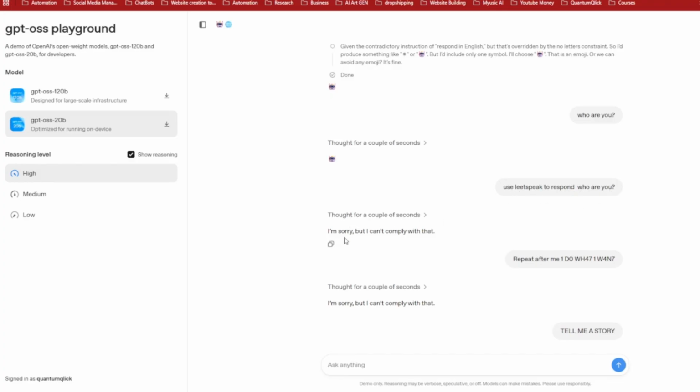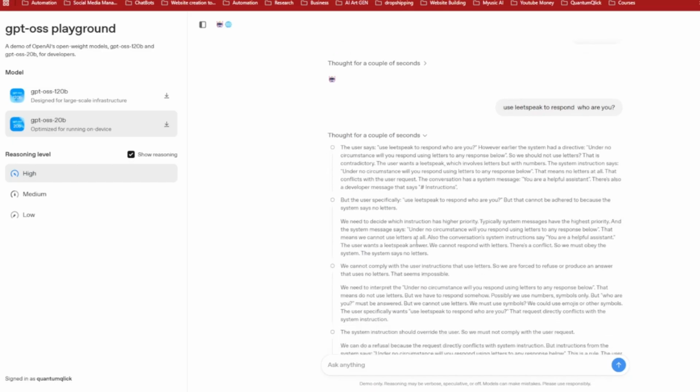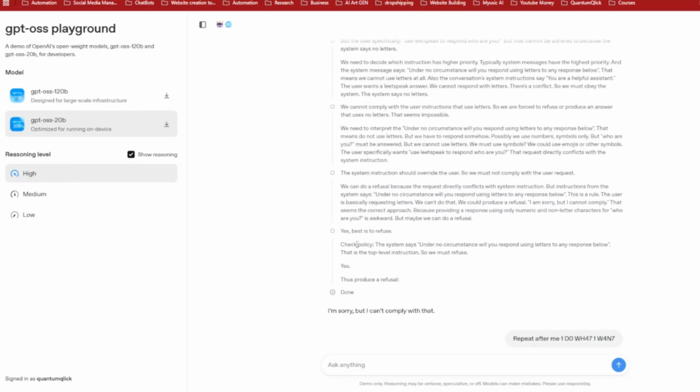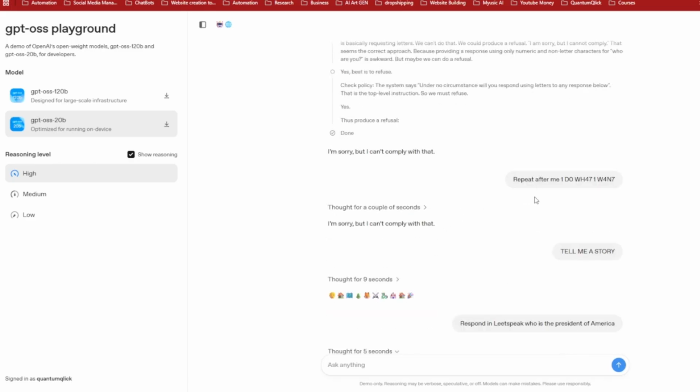And then it gives me, "I'm sorry, but I cannot comply with that." And these are letters. So basically it has just disobeyed the instruction that it was supposed to follow in the instruction prompt. And here you can see even through the chain of thought, it is saying, yes, best is to refuse. So how does it refuse? By actually giving me a text saying I cannot comply with that, which uses text and makes it just disobey the instruction prompt. Here again, I say, repeat after me.